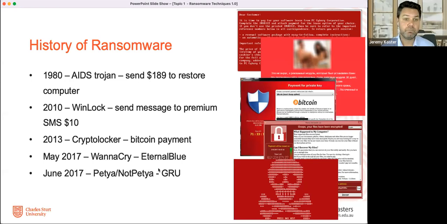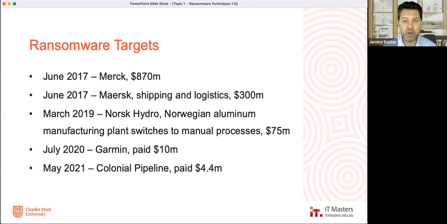All right, some of the targets. So I talked about Not Petya. Merck and Maersk got done in this spread of ransomware. Now, these numbers here for 870 million and 300 million were not ransoms. Remember, NotPetya was not actually ransoming. It was just destructive, and it actually cost this kind of money to actually fix up. And there's no way to actually understand the full extent of the cost, because there's people costs, there's remediation costs, there's equipment, there's all sorts of costs that come in with this. But that's the estimations that are out there.